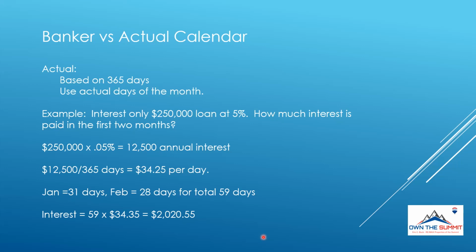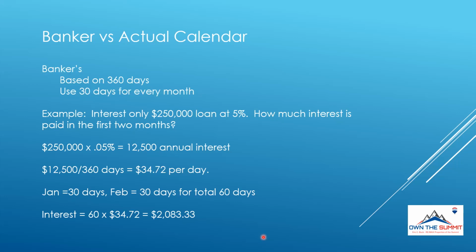So January has 31 days, February has 28 days, for a total of 59 days. Our 59 days times that $34.25 gives us interest for the first 2 months of $2,020.55.